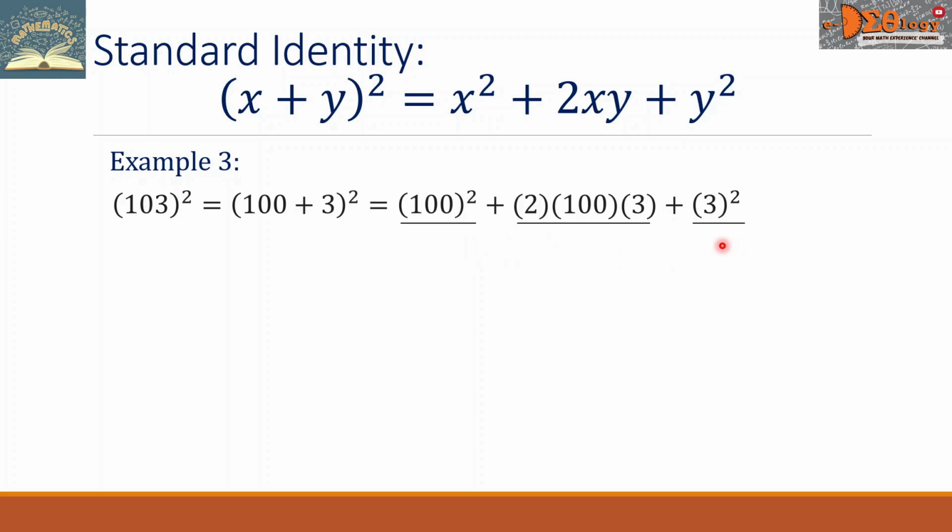Then we simplify each of the terms. The square of 100 is 10,000 plus 2 times 100 times 3 is 600 plus 3 square is 9. Finally, the sum is 10,609.